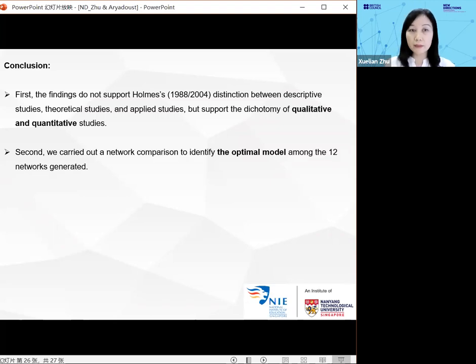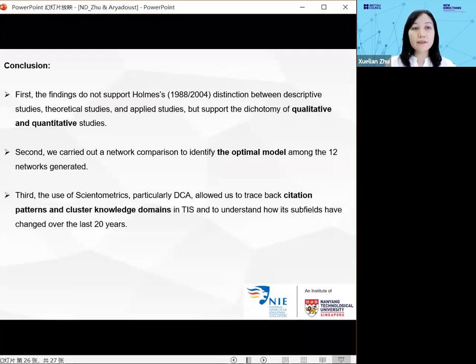And second, we also carried out a network comparison to identify the optimal model, which is kind of a future trend in using the software. We don't just passively accept the default model, we actively do comparison by ourselves. And third, the use of scientometrics, especially DCA, document co-citation analysis, allows us to draw a map for the knowledge domain of TS. It provides a kind of clear guideline for future researchers.